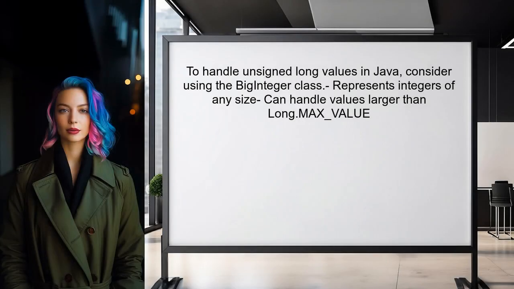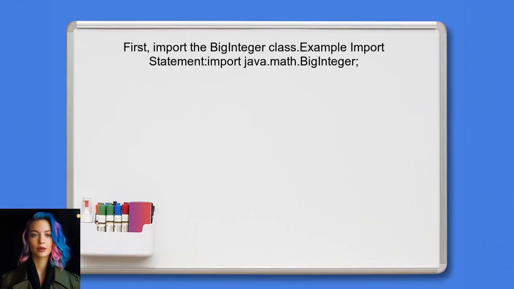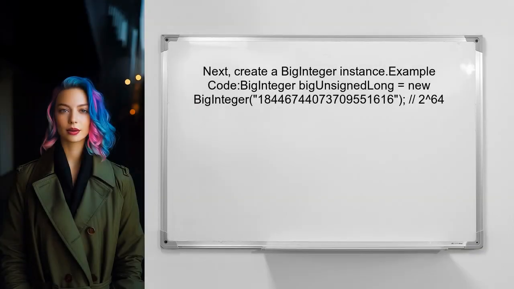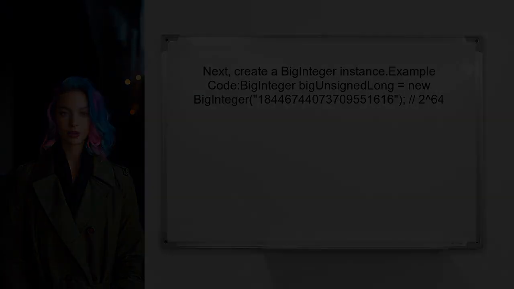To handle unsigned long values in Java, the user should consider using the BigInteger class. This class can represent integers of any size, including values larger than Long.MAX_VALUE. First, the user needs to import the BigInteger class from the java.math package. This is essential for using the class in their code. Next, the user can create a BigInteger instance by passing a string representation of the number. This allows the user to work with very large unsigned values.